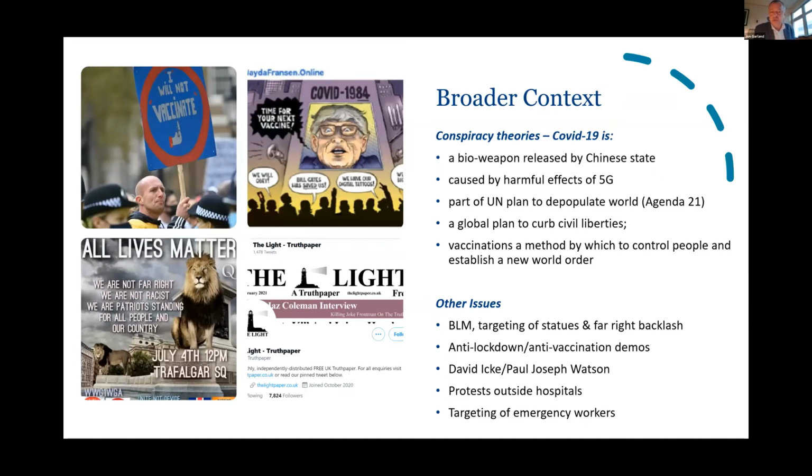We've also seen, worryingly, protests outside hospitals and the targeting of emergency workers as well. Just briefly, I'll draw your attention to the other graphic there, the Light, part of the Lighthouse, which you could locate online. That is supposedly a truth paper telling the truth about COVID-19, which is really just full of very worrying and troubling conspiracy theories.